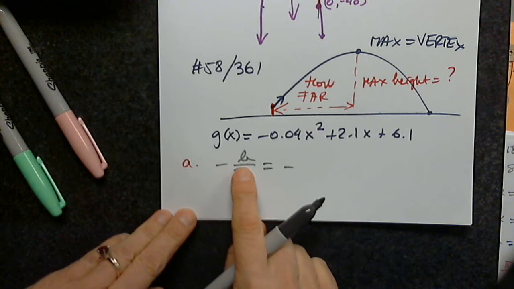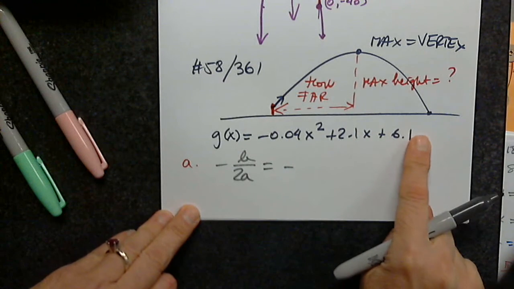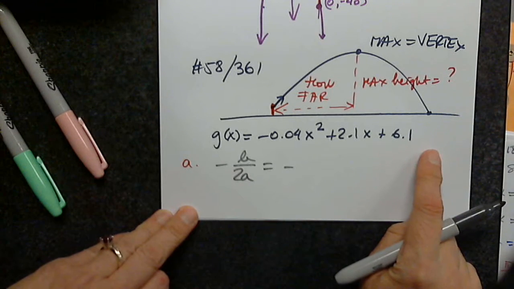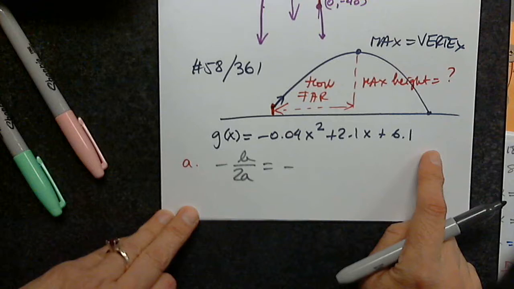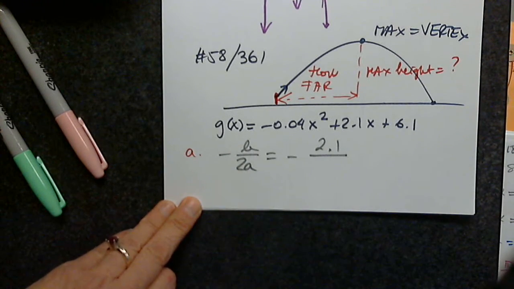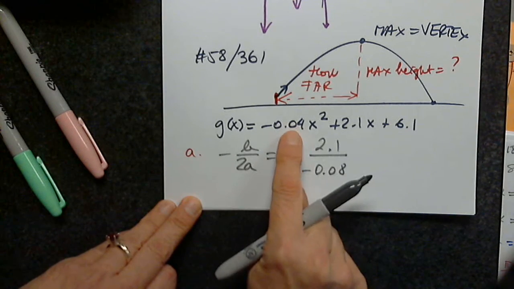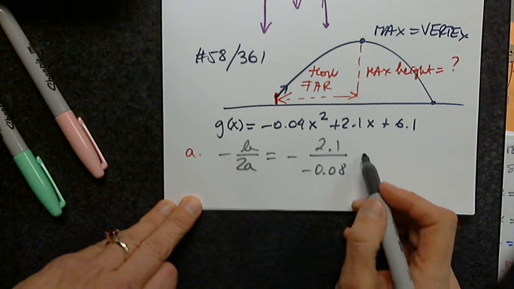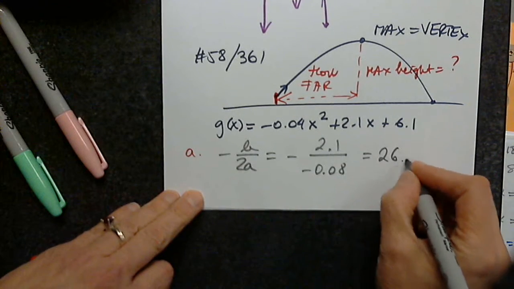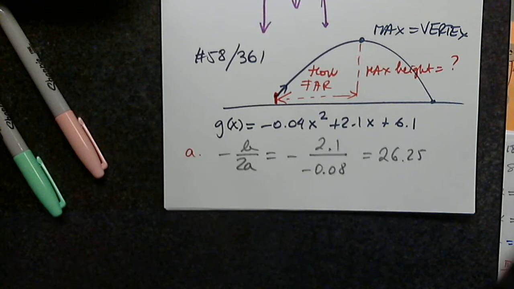Can anyone dictate the next step? Negative is in front. How much is b? And be careful. The function may not be given to you in descending order. What will you do first if it is not given in descending order? Yes, you must. Okay, so 2.1 is at the top and the bottom is 0.08. 2 times a. I multiplied this by 2 and I got that. What is the answer we get? 26.25. And the measurement unit? Feet, yes.